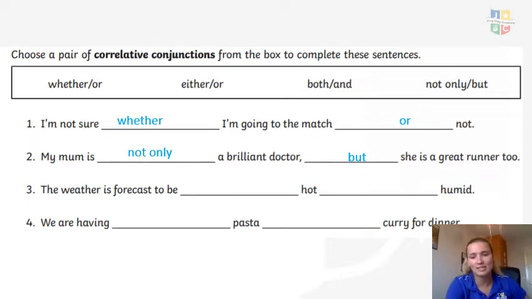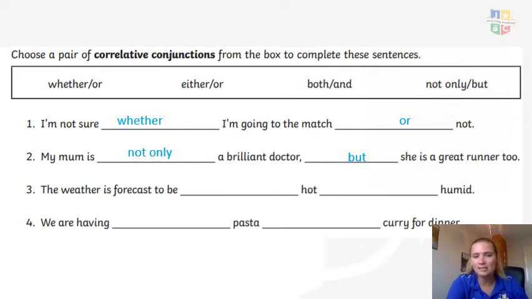The weather forecast is to be something hot and humid. So the weather forecast is to be whether hot or humid. That doesn't make sense. The weather forecast is to be either hot or humid. That one would work because it's saying it's one or the other.